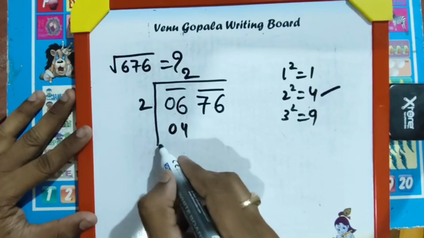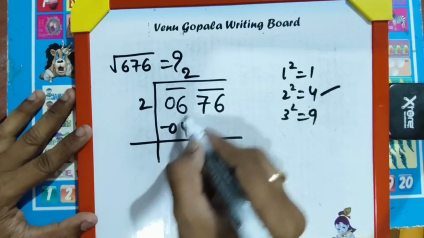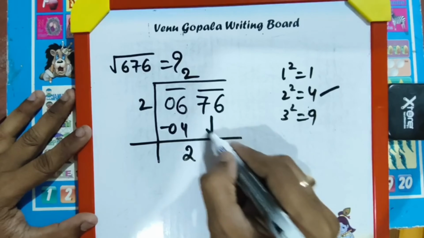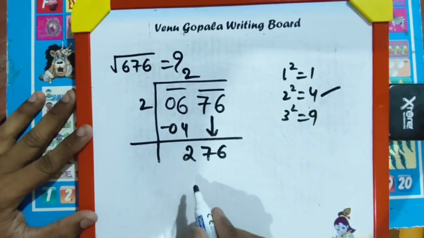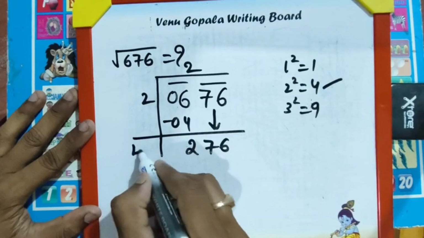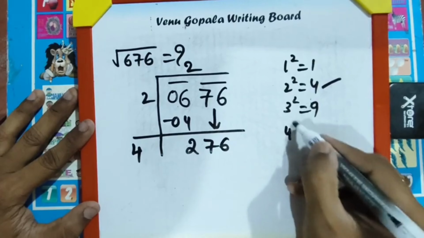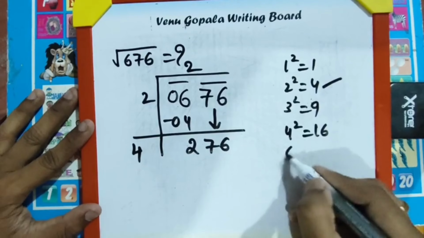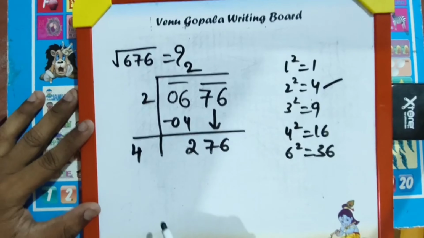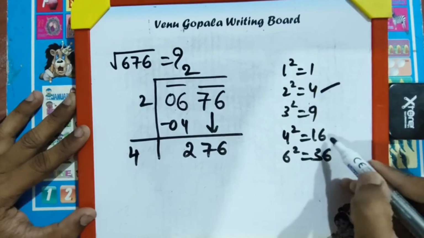2 2s are 4. Subtract this. 6 minus 4, that is 2. Now I'll carry this 76. What is the next step? You add these numbers. 2 plus 2, 4. Next, I want a unit digit 6. 4 square is giving you 16 and 6 square is also giving you 36. Let us see which number is going to work out.